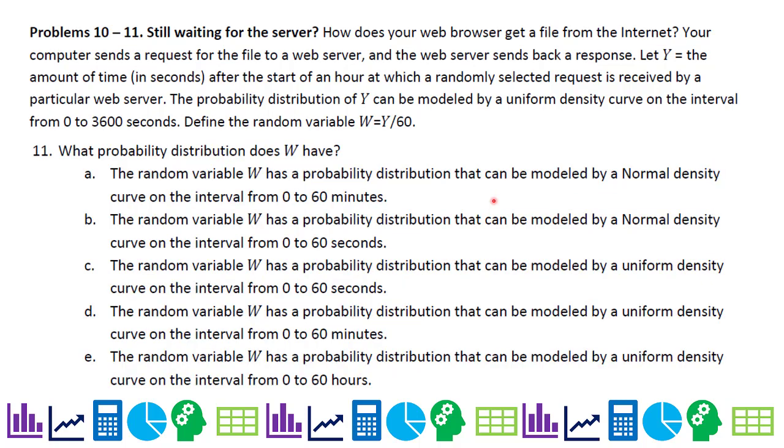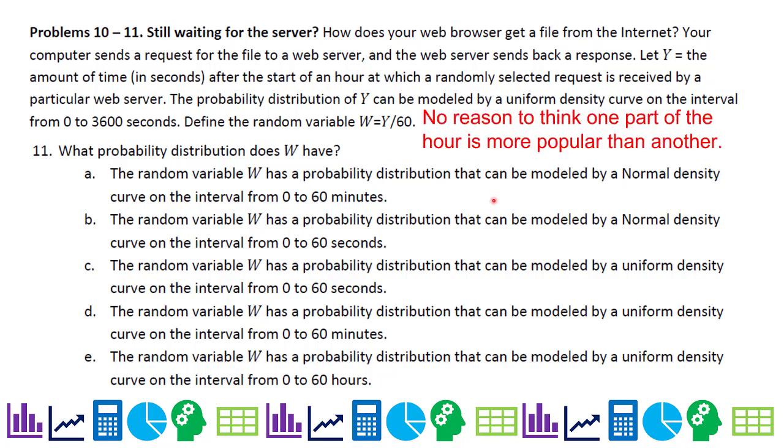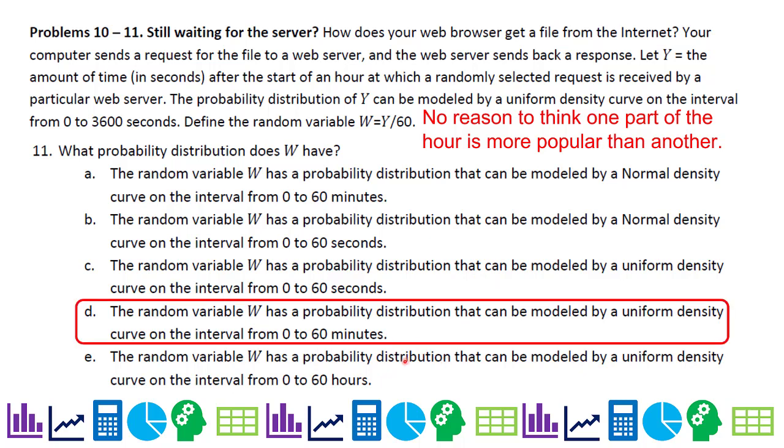Now, what distribution does it have? First of all, they told us already that it's a uniform density curve, but even if they didn't, there's no reason to think one part of the hour is more popular than the other. So we're not dealing with normal density curves. It's got to be a uniform, right? And we're dealing in minutes, not hours. So let's make sure we get the right units, and it's D.